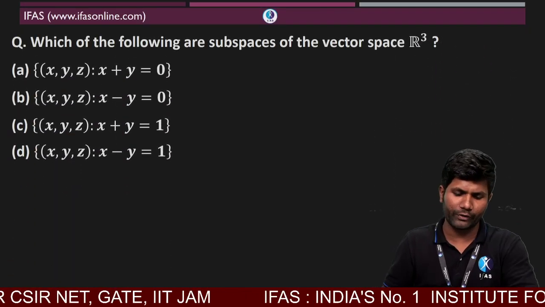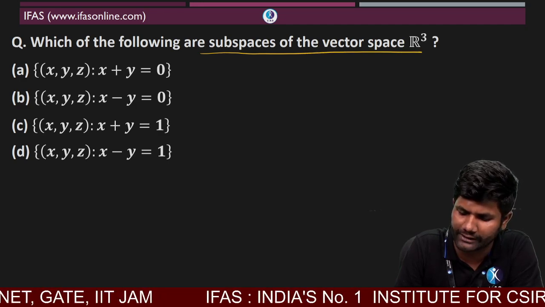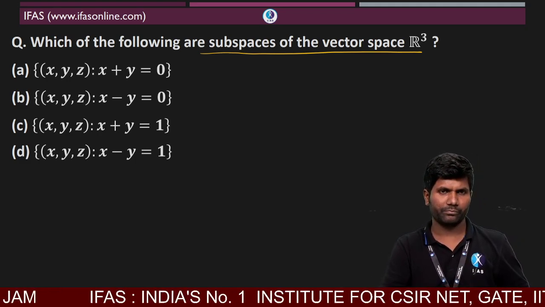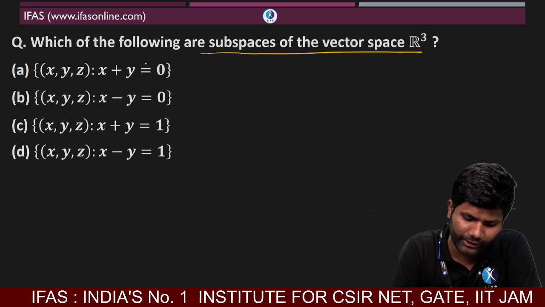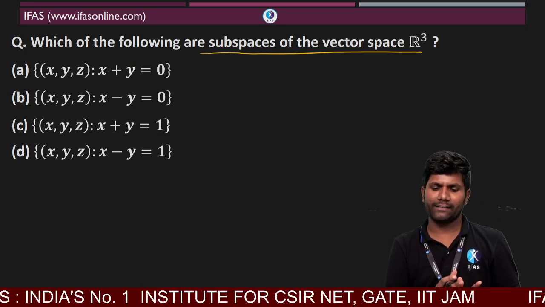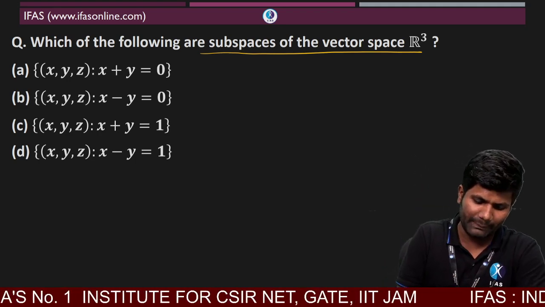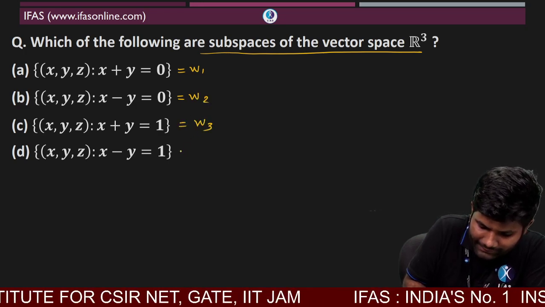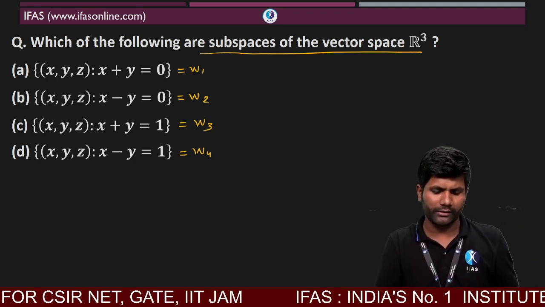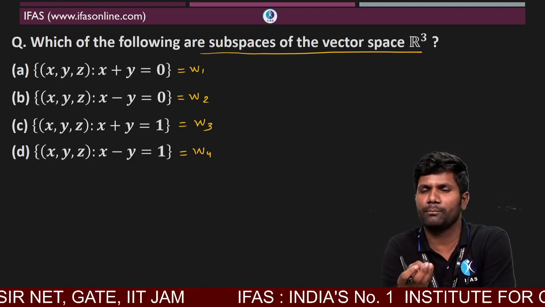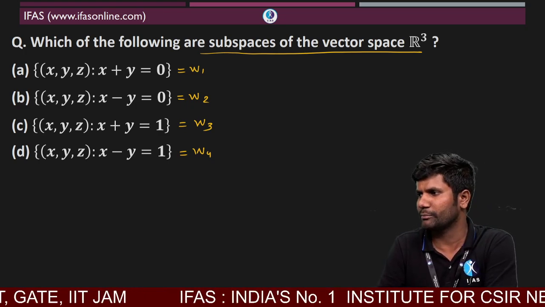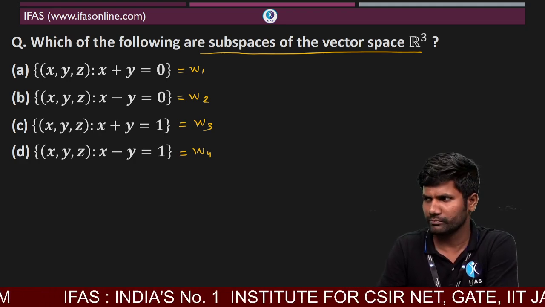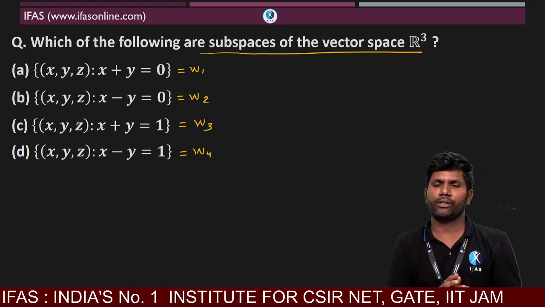The next question is: which of the following are subspaces of the vector space R3? Clear? In this case we want to find out which of the following options are subspaces of R3. Suppose this is W1, this is W2, this is W3 and this is W4. For these options we want to check which Wi is a subspace and which Wi is not a subspace of V, that is R3, by using the subspace test. Clear everyone? So let us start with the first option, that is option A.